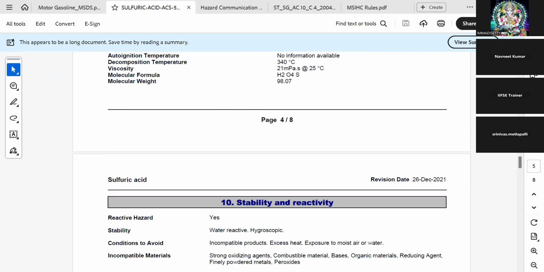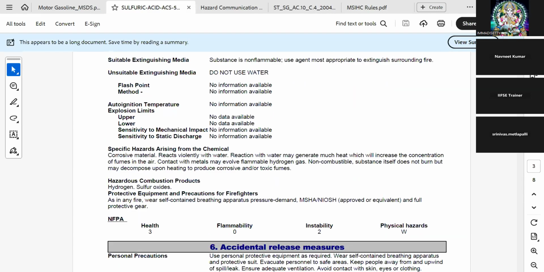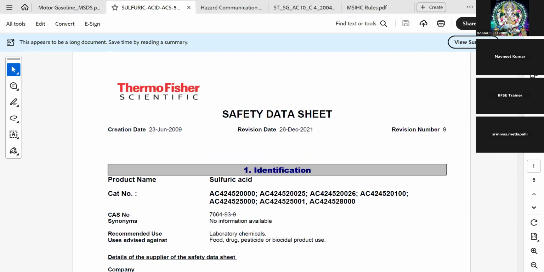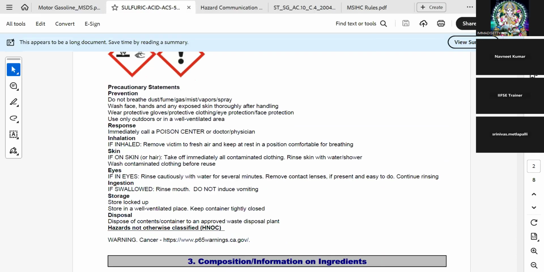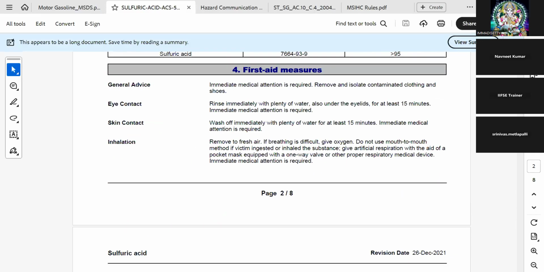Okay, right, sir. I think we can take the reference of this sulfuric acid itself. As I mentioned, this is the representation for the first aid. General advice: immediate medical attention is required. Remove and isolate the contaminated clothing and shoes. So in case of any contamination, they're asking us to remove immediately. If it is an eye contact, rinse immediately with plenty of water, also under the eyelids, for at least 15 minutes. Immediate medical attention is required. So 15 minutes of continuous water, plenty of water, you have to apply.